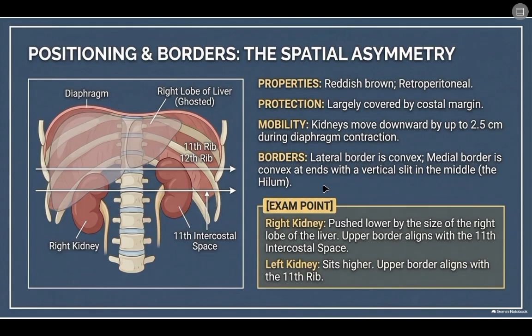So the left kidney is found at the left rib, while the right kidney is found at the intercostal space between the left and the 12th rib. And don't forget that the right kidney is slightly lower than the left kidney due to the accommodation of the liver in the right side of the abdomen or in the hypochondrial region.